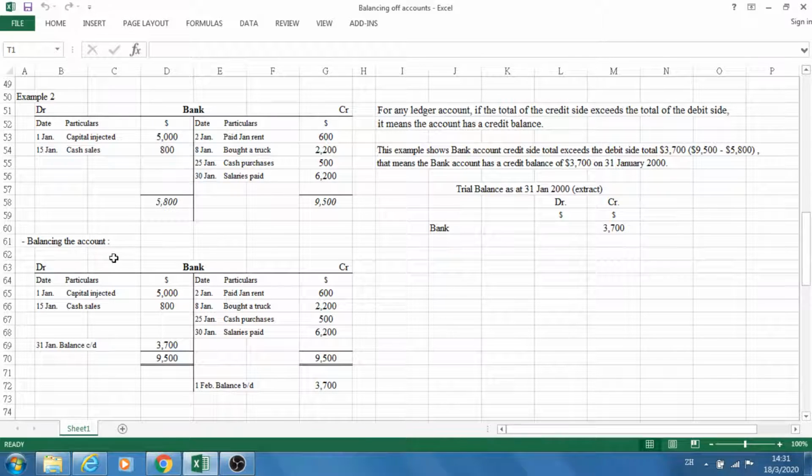The balancing of the account. Write down the difference of 3,700 on the shorter side of the account to make the two sides equal. Then bring down the balance of 3,700 on the opposite side of the account on the next accounting period. Here on 1st February, this bank account has a credit balance of 3,700 brought down.